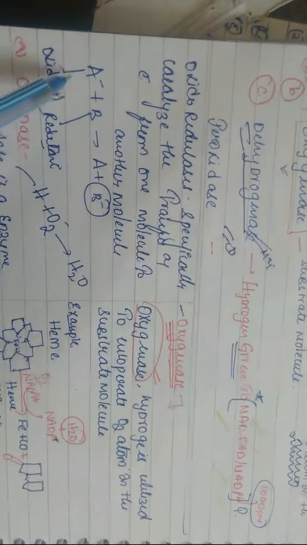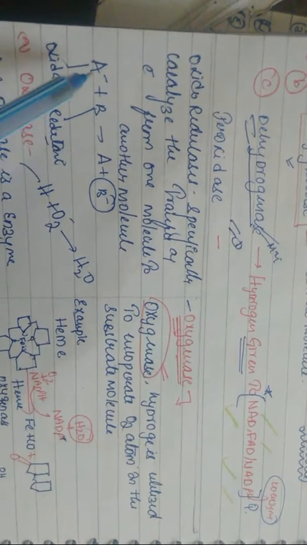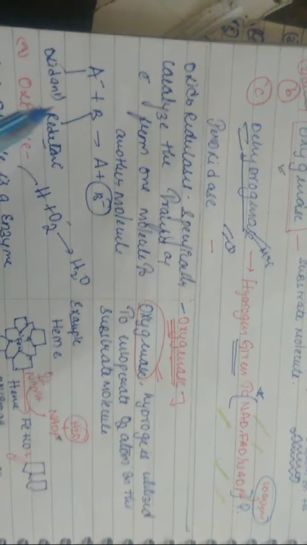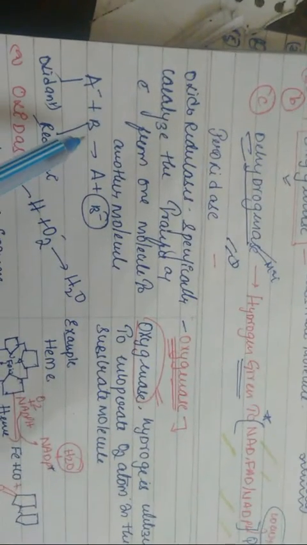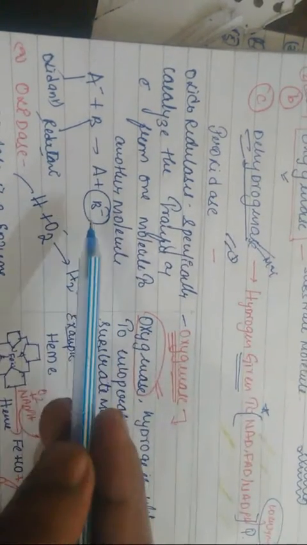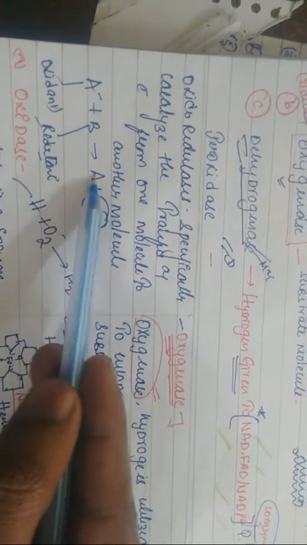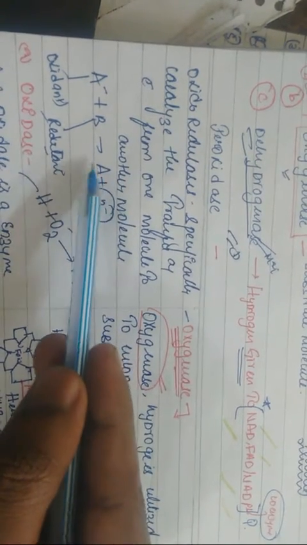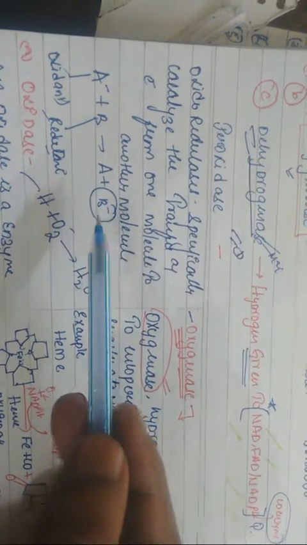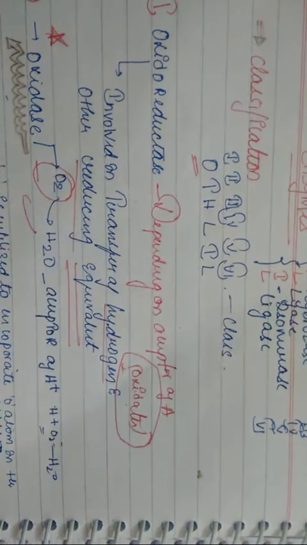Suppose this is the equation, you have A minus plus B. A donates electrons and B takes the electrons from A. So donation of electrons by A is oxidation and gain of electrons by B is reduction. At the end of the equation, if we observe, there is no minus on A, that means A has lost one electron, and B has gained a negative charge, that is, B gained electrons. So this is what you have to understand regarding the oxidoreductase.